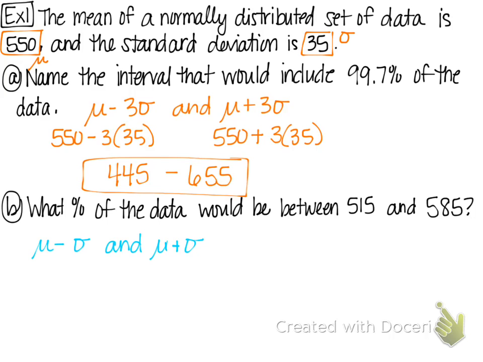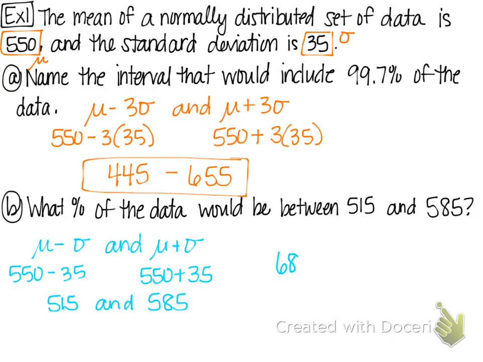Okay, so we have 550 minus 35 and 550 plus 35. When you calculate those, you get 515 and 585. And those are the two numbers that we were looking for. So that first percentage is 68.3. Now, if this wasn't the correct one, you would just do the next one and keep going from there. Now we have a C to this problem, but it's on the next page.